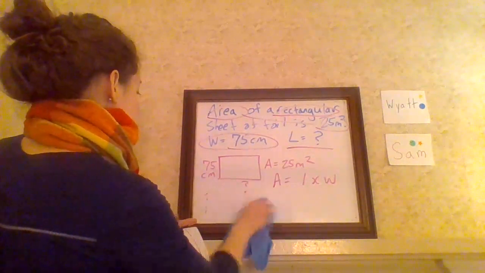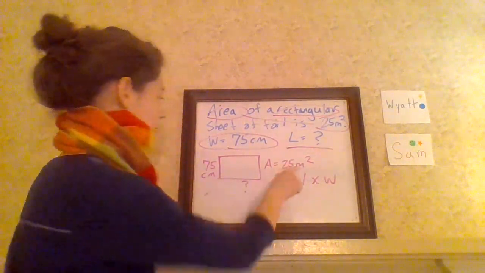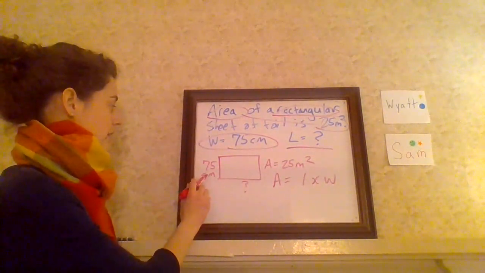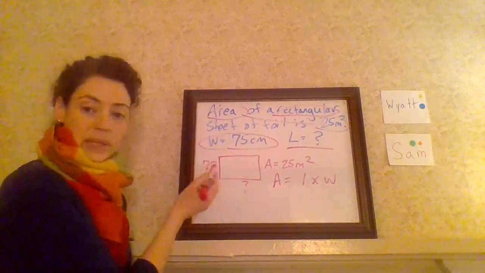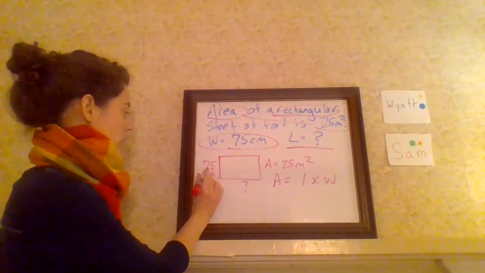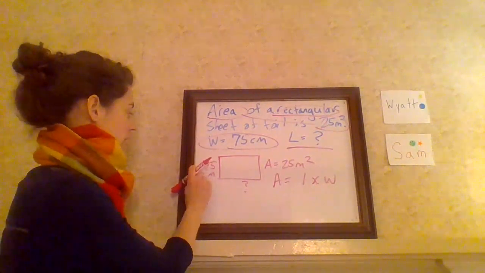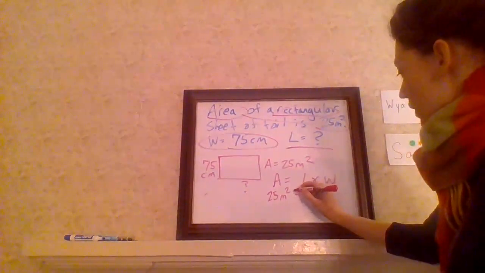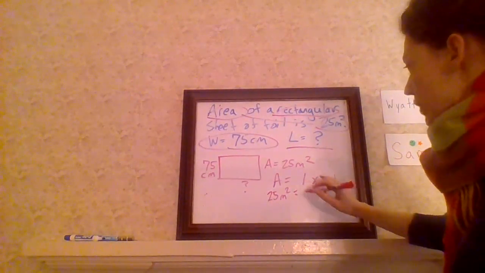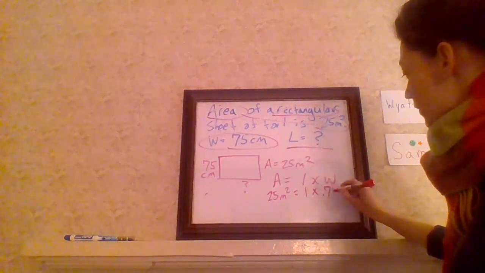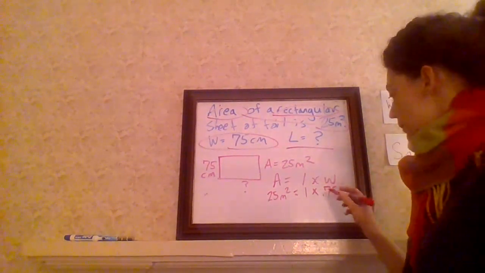All right, so let's keep these meters squared here, and we'll change 75 centimeters into meters. That's easy because you need 100 of them to make 1 meter. We don't have 100, so we move 2 spots and we'll have 0.75 meters. So let's fill this in. The area is 25 meters squared, and that equals length times width. We don't know the length, but we know the width is 0.75 meters once we've converted it.